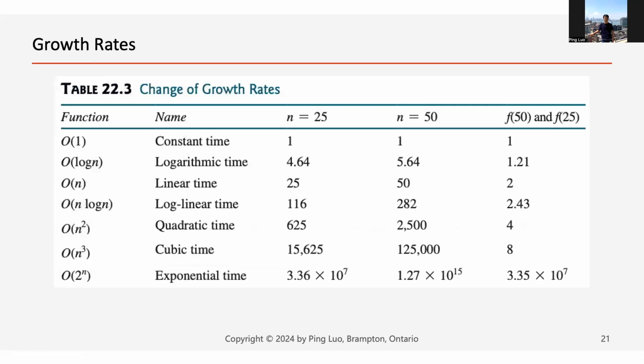So this table gave us some commonly seen Big O growth rates. Ideally, constant time is better, but most times log n is already a very good algorithm, and even n log n is a very good algorithm. But the worst case is this kind of exponential algorithm, which is the worst. We should try to avoid this kind of algorithm.